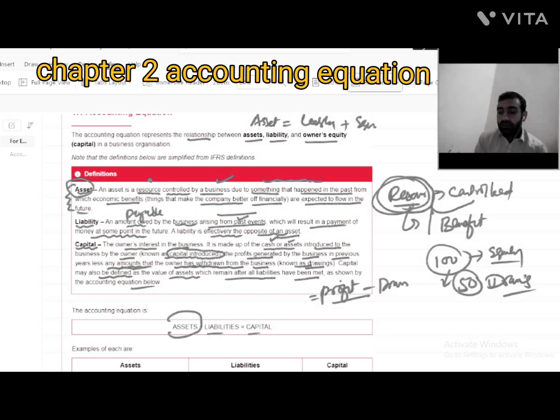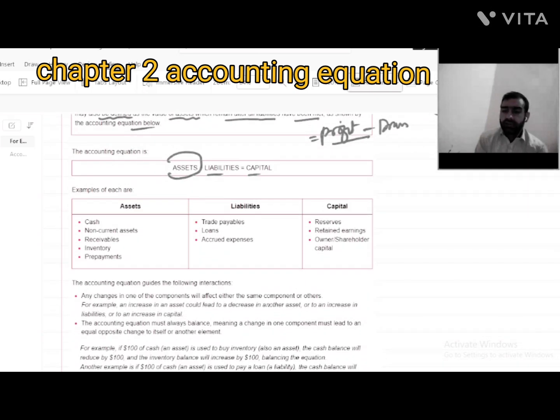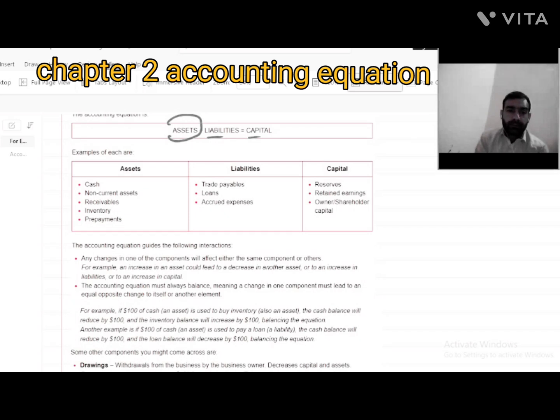Now you see here, these are the examples. The first one is asset. You see cash. Non-current assets will be your building, your equipment, etc. Receivables are the amounts that you expect to receive in the future. Inventory is the stuff that you are trading with. It may be supplies, like if you are doing a business of soap or crops or any other things, then that will be your inventory. Prepayment is the payment that you have made before. This is your asset because this amount is not yet consumed.